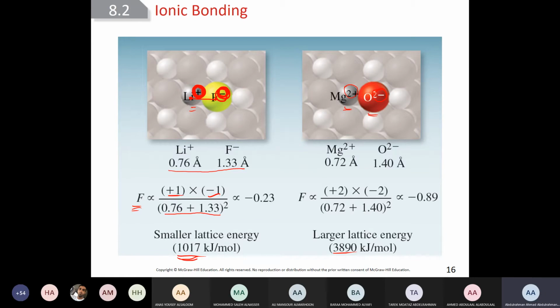Look at this one. What's the charge on Mg? +2. What's the charge on O? -2. The distance is the radius plus the radius. This is the radius and this is the radius. Look at the total here. Is this close to this one? Yes. The total energy is almost 4 times because the D here and the D here are almost the same.